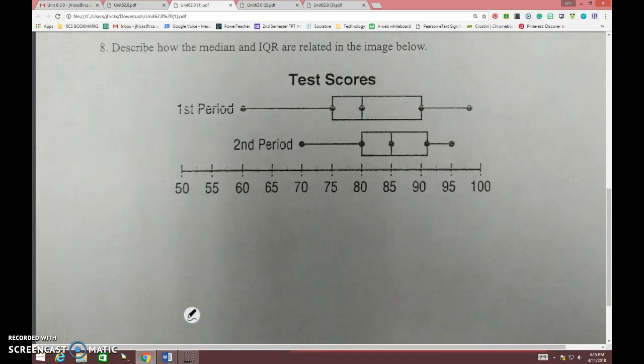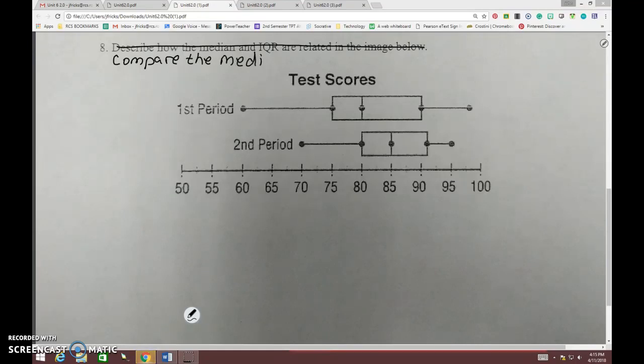Number 8. I actually changed this one, if you recall, in my class. I changed this to compare the median and IQR, which relates more to your test tomorrow. So if you didn't change that in your class, you may want to change it.